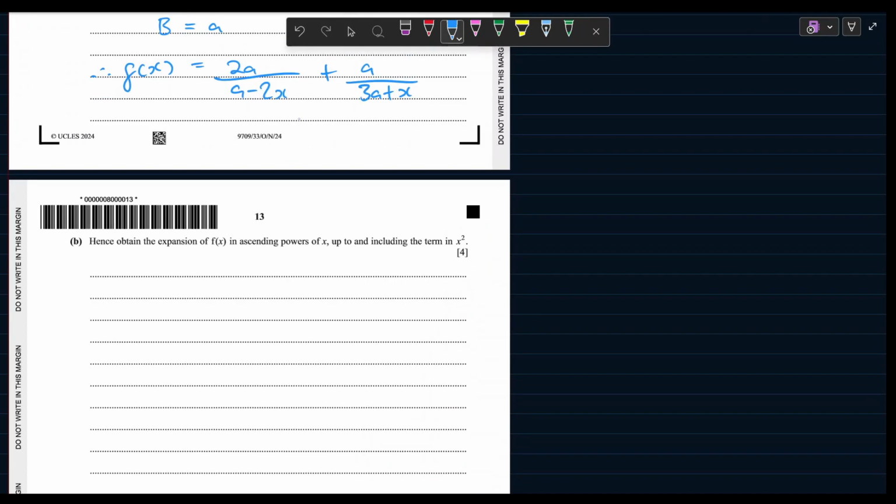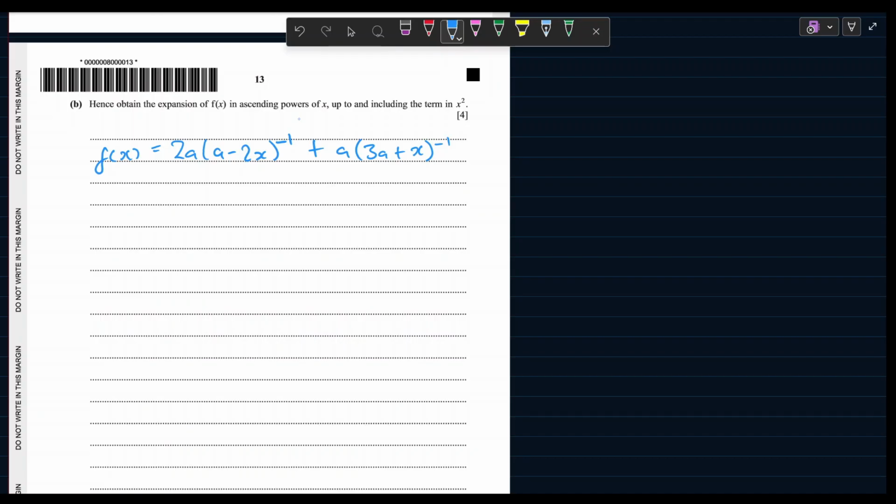Part B says, hence obtain the expansion of f of x in ascending powers of x up to and including the term in x squared. So we're going to use our partial fractions. So f of x is equal to 2a, and what I'm going to do is bring the a minus 2x up to the numerator. So it becomes a minus 2x to the power negative 1, plus a. And I'll do the same here. I want to bring the 3a plus x to the numerator. So it becomes 3a plus x to the negative 1.